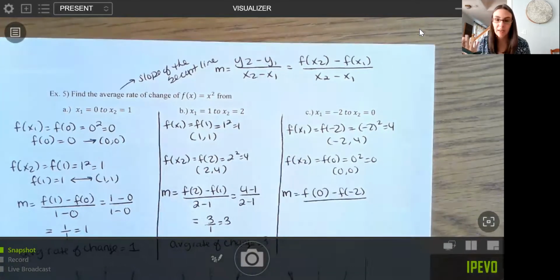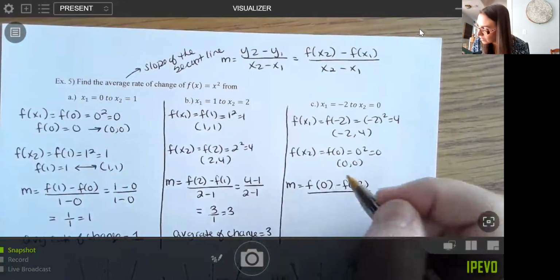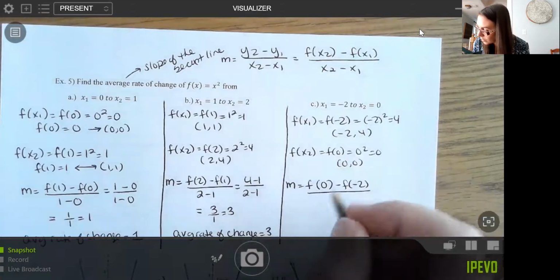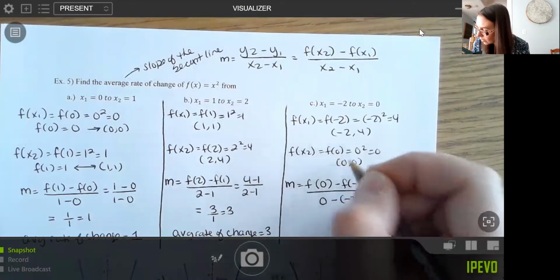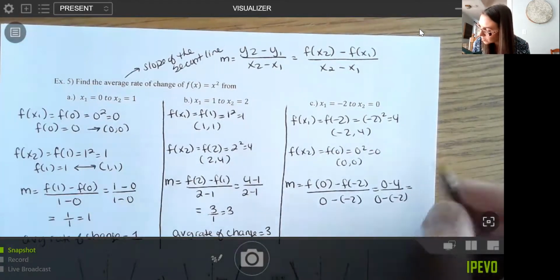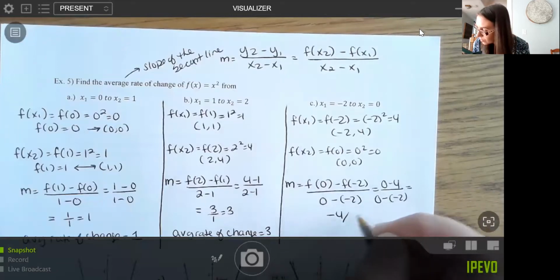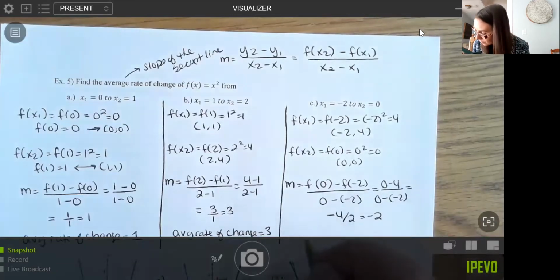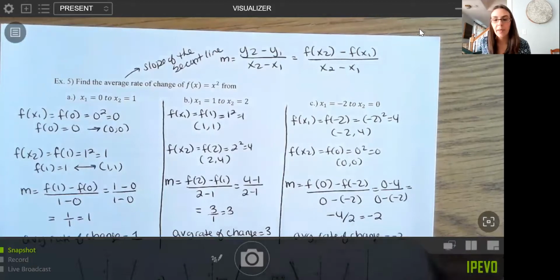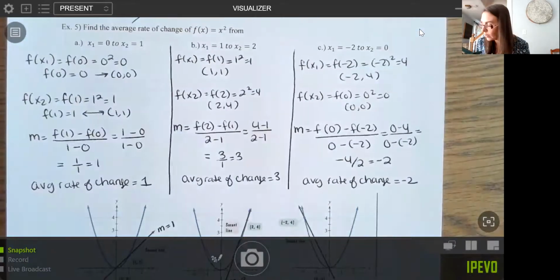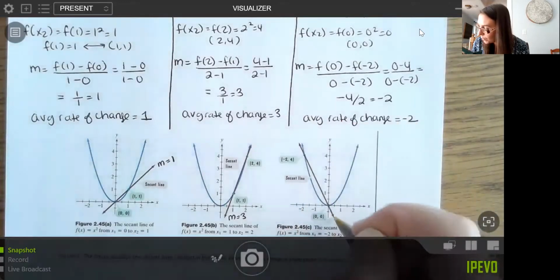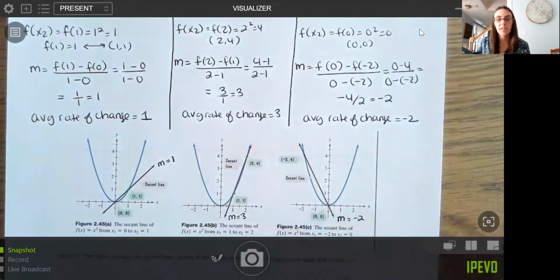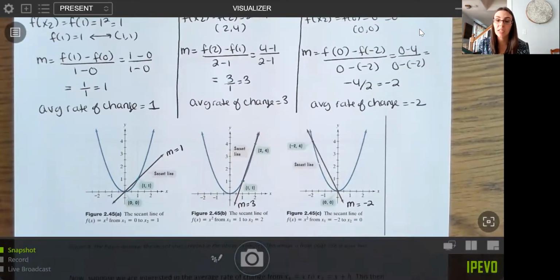It doesn't actually matter which point you start with. Just like for regular slope, I tend to go in order. So I'm going to do my y values starting with this point, and then my x values will be 0 minus negative 2. So my y value is 0 minus 4, and then I have 0 minus negative 2 in the denominator. This is going to give me negative 4 over positive 2, which is negative 2. So my average rate of change here is negative 2. If you look at that graph, there's a point (-2, 4) to (0, 0), and if you draw that secant line through, you can see that it is going downward. So it makes sense that the rate of change is negative.